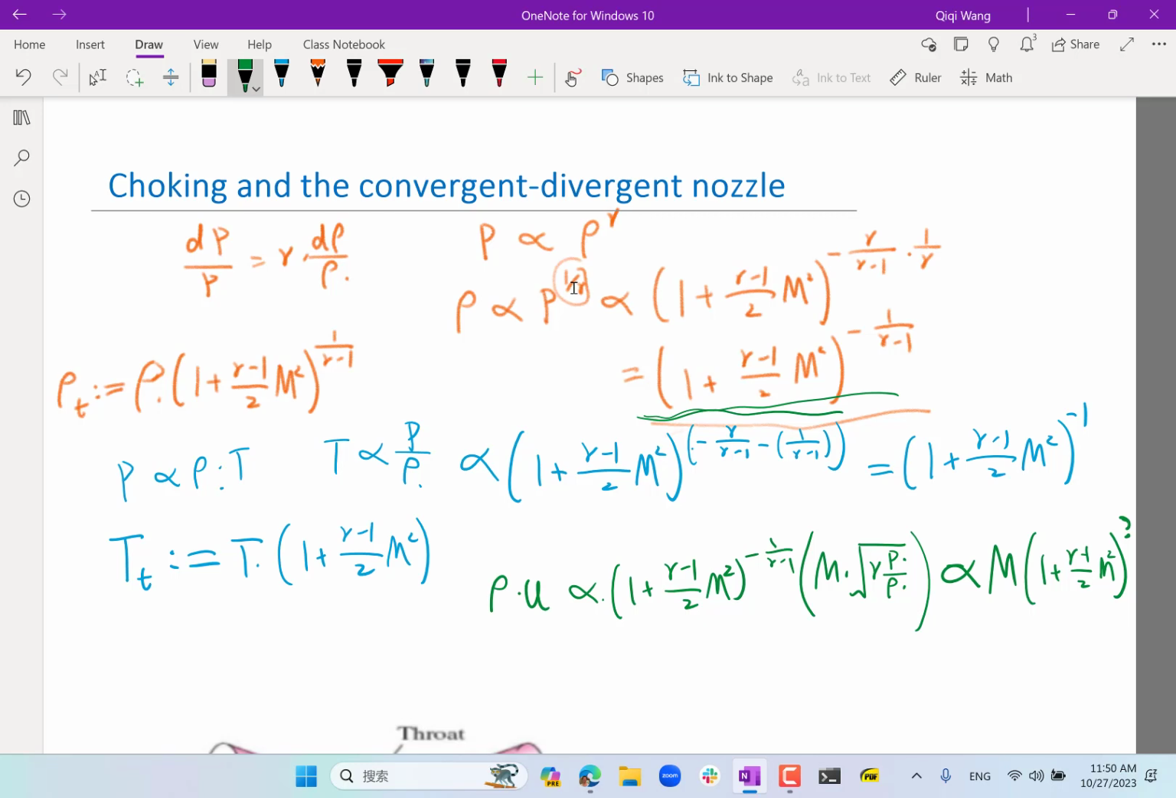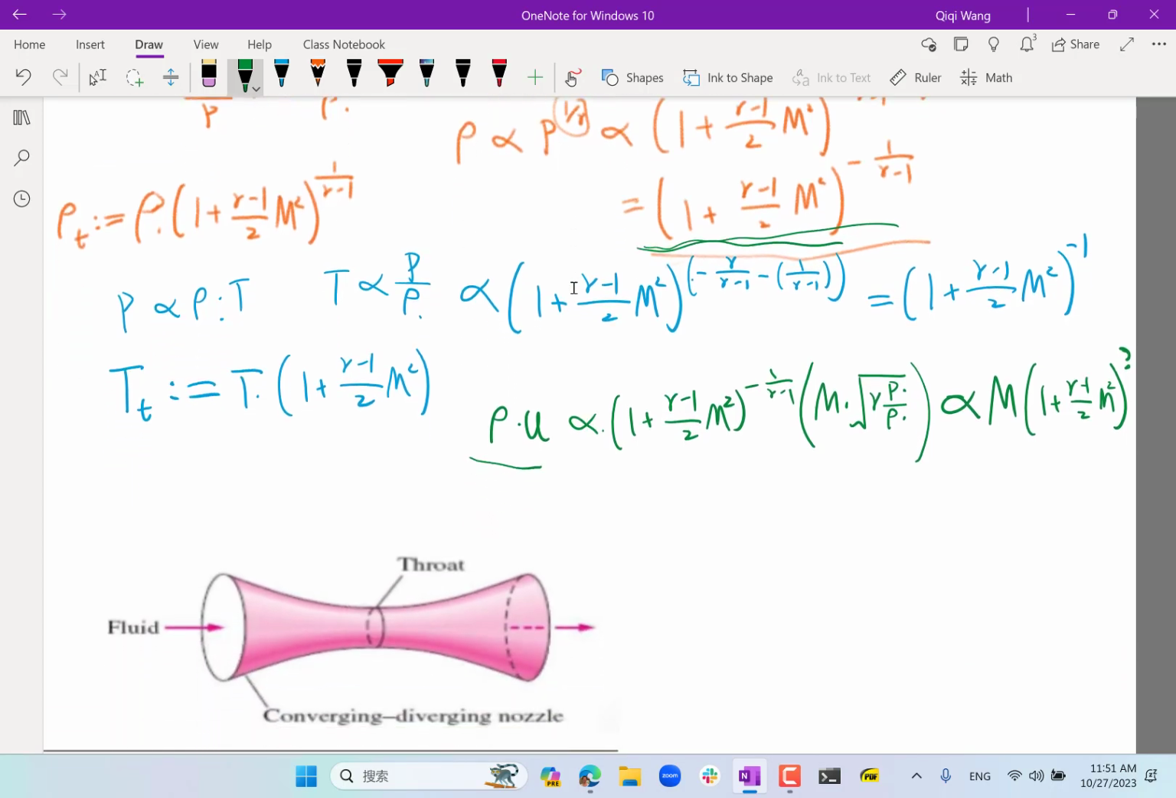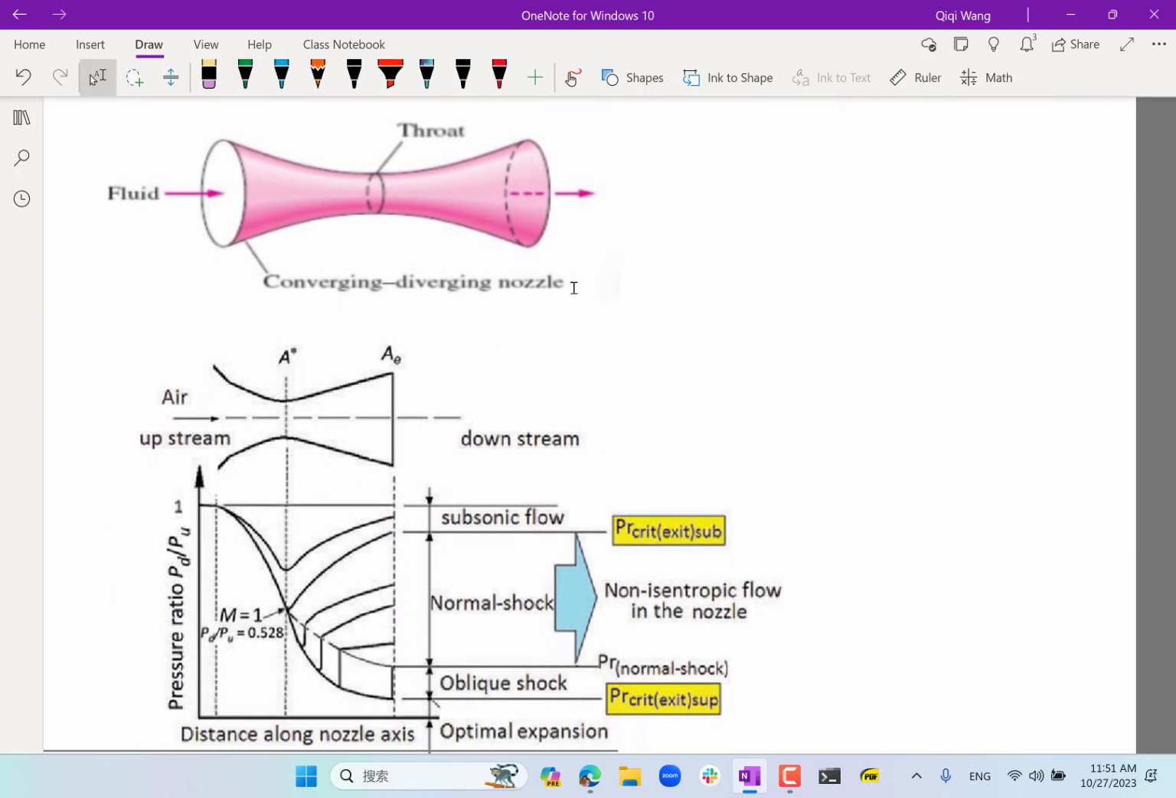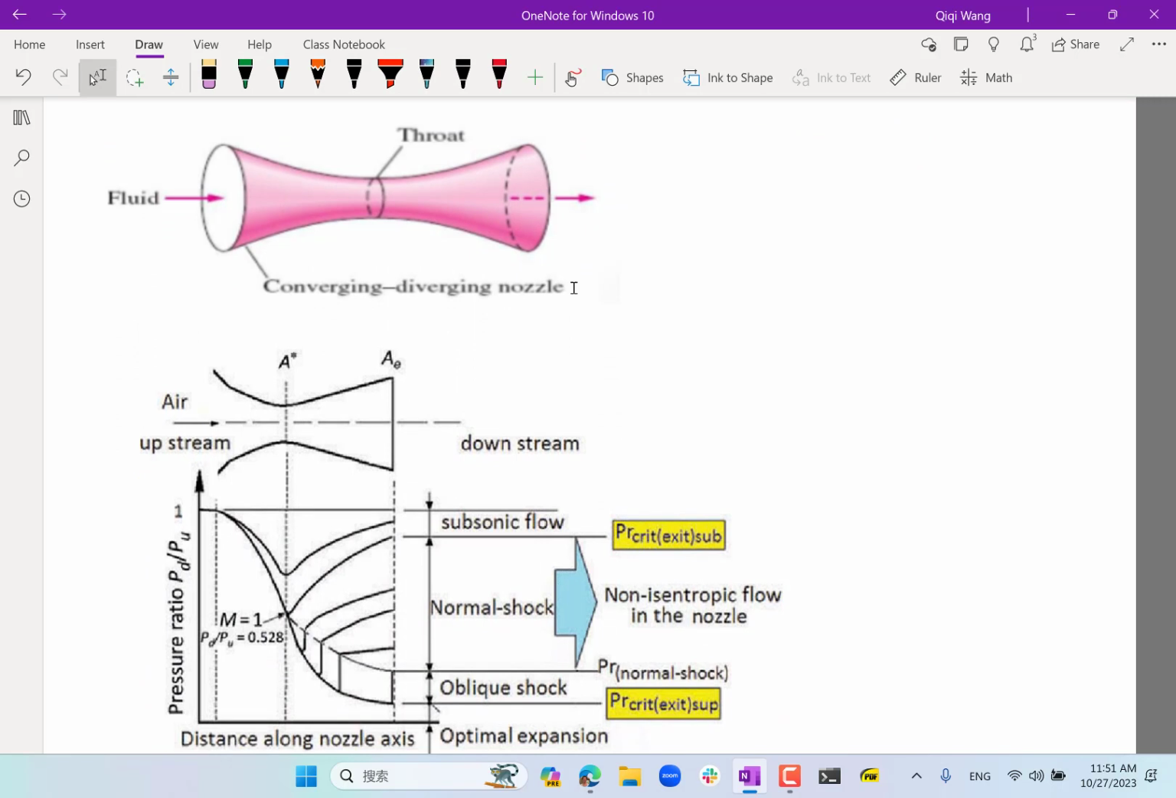When the Mach number is subsonic, this increases as you increase the Mach number. As the Mach number becomes supersonic, this number actually decreases as you further increase the Mach number. That is why, as we get to the convergent divergent nozzle, let's start to look at what we have over here. This is a diagram that tells you how the pressure changes along this kind of convergent divergent nozzle.